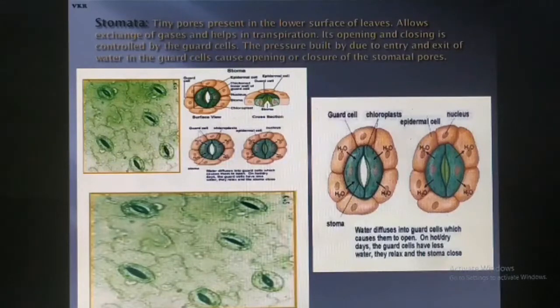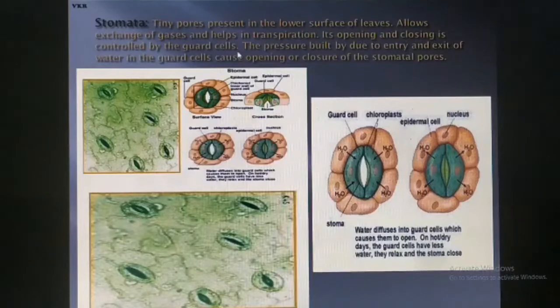Here all the pictures are given in one group, and here it is distinctly shown one by one. If you remember the shape of two kidneys, like that two kidney shaped parts can be seen. This is called a guard cell. What is it called? Guard cell. These guard cells have one important feature. What is that? They expand and contract. When they expand and contract, that is actually the main factor by which the stomatal pore opens or closes. So its opening and closing is controlled by the guard cells.